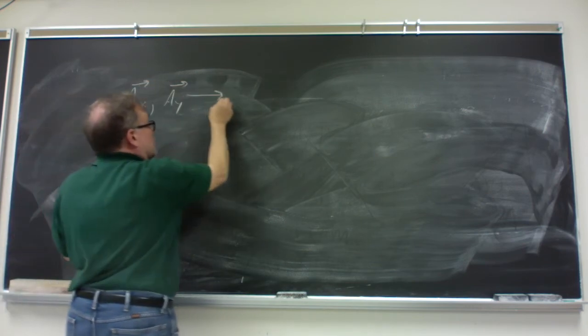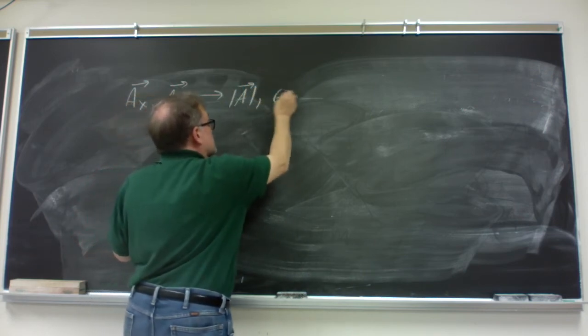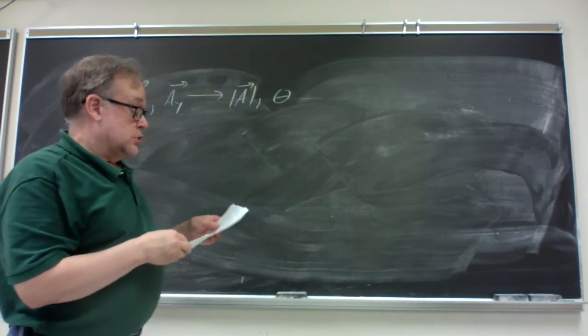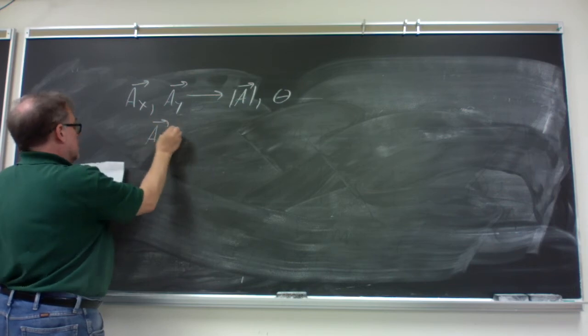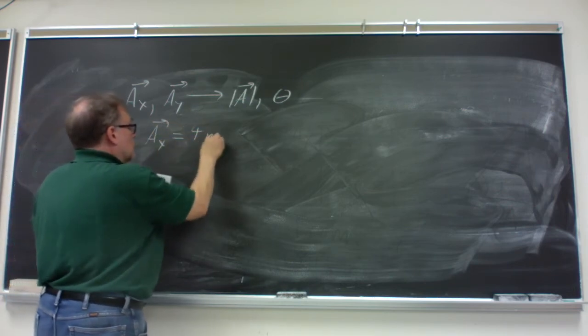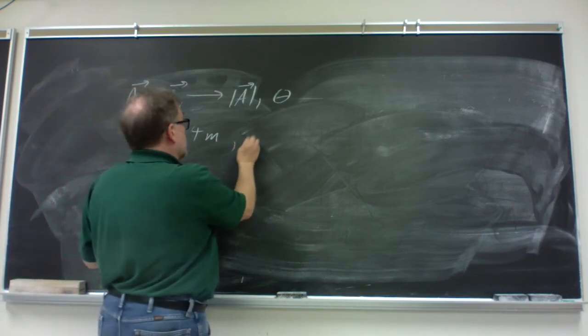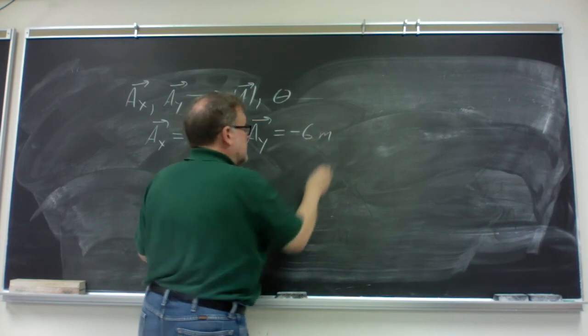And we're trying to figure out the magnitude of the vector and the angle that tells us the direction of the vector. So let's say the x component is 4 meters. It's going to be a displacement vector again. And the y component is minus 6 meters.